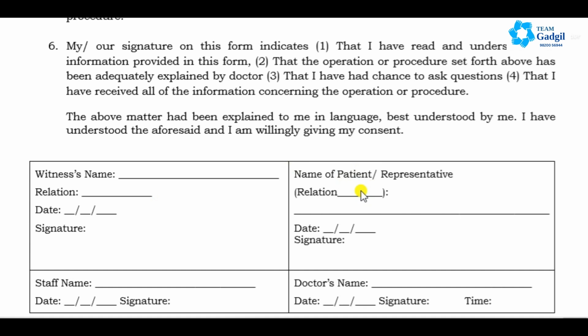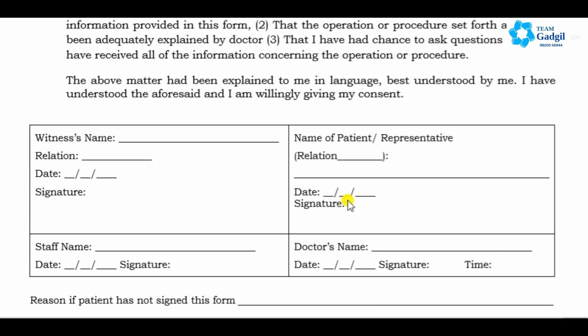Now there are some exceptions where the patient cannot sign, like the patient is a minor, or is under the influence of drugs, or has just undergone a trauma, or is in acute pain. Then the patient cannot sign, and his representative can sign. You mention here the relation of the representative. It could be mother, father, son, daughter, daughter-in-law, friend, etc. Here will be the date of the signature, and the signature column here.